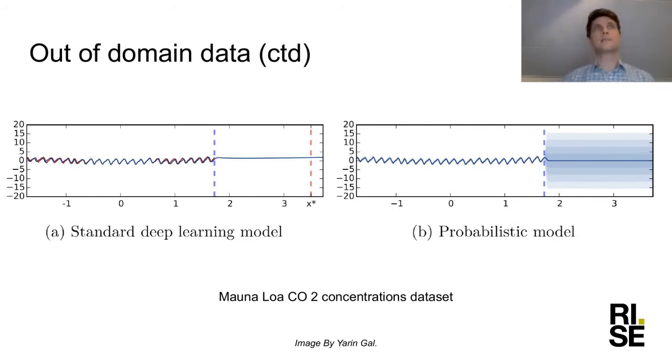This is also highlighted by other examples. For example, this Mauna Loa CO2 concentrations data set. So standard deep learning model, and these are images by Gal, and I may have forgot to mention that sometimes during this presentation, but there are many images from Gal. So standard deep learning model gives you a point estimate, and many times it looks like it's confident about this point estimate. While a probabilistic model, as the one to the right here, should give you some sort of a confidence indication.